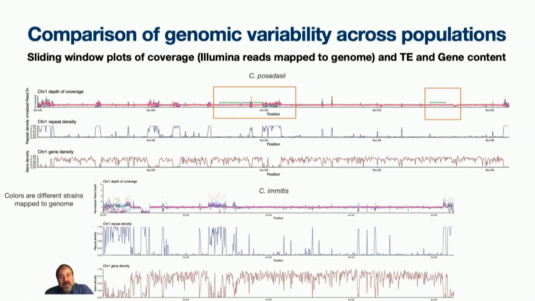But I highlighted in this orange box a couple of regions on chromosome 1 where you can see a green color that represents a higher coverage than 1, and that likely represents some sort of copy number variation that's only found in some of the strains. Each strain is plotted with a different color, and so you can see only the green strain in this particular plot shows that higher coverage.